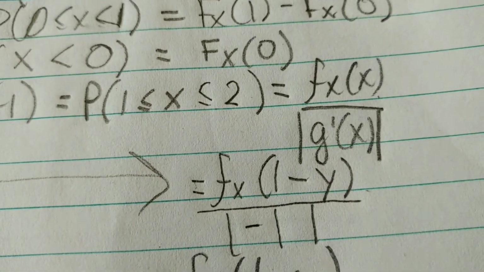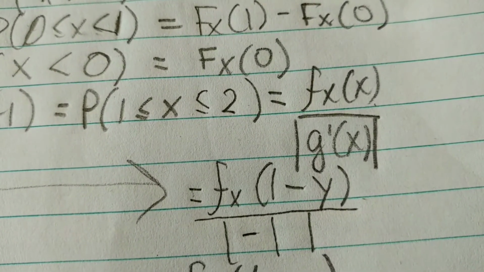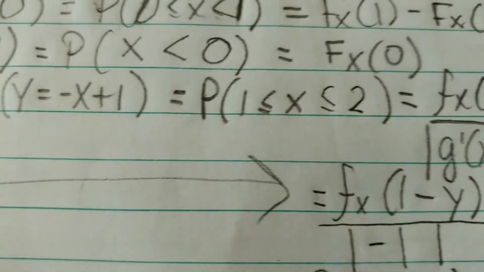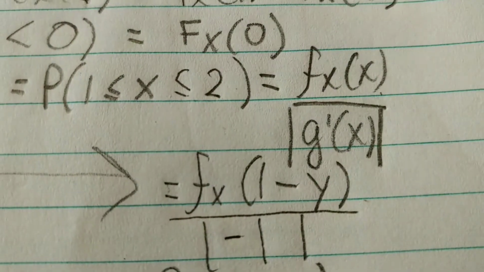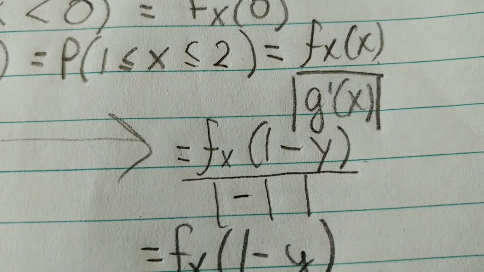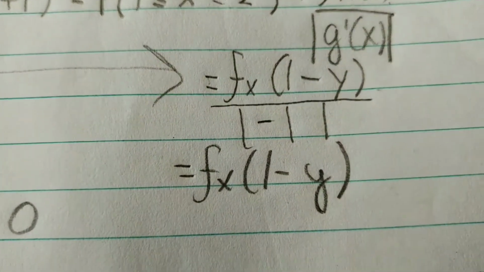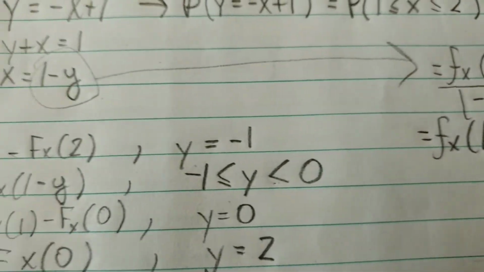So essentially what we have here is, and we also have X equals 1 minus Y. That's what we subbed in here. So we have f_X of 1 minus Y over, it's kind of hard to read, but it's the absolute value of negative 1, which is just f_X of 1 minus Y.